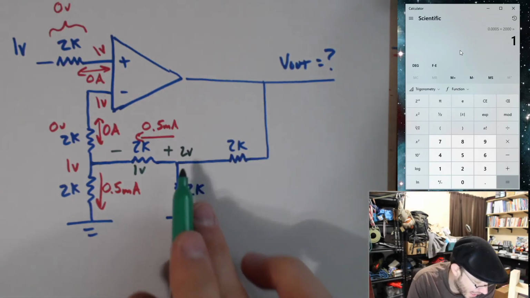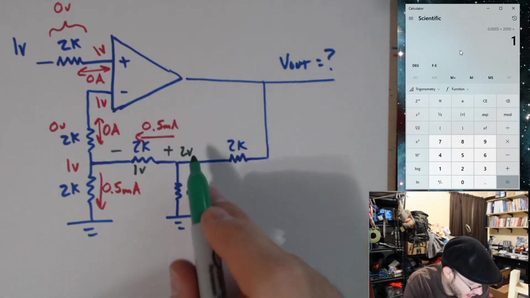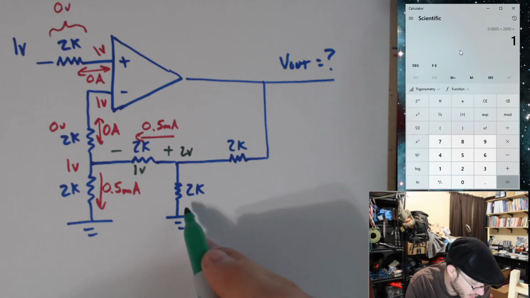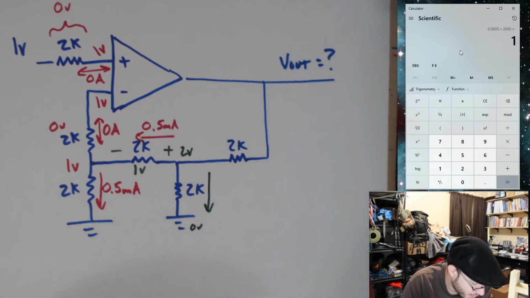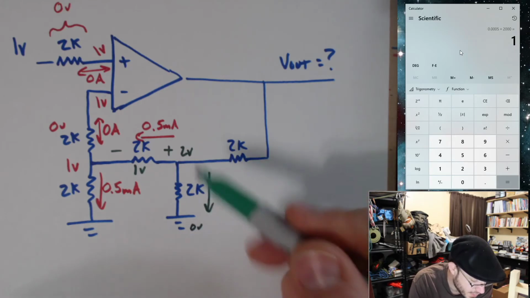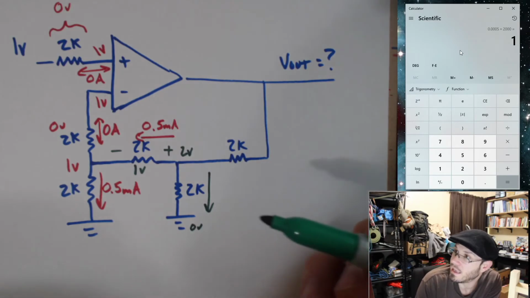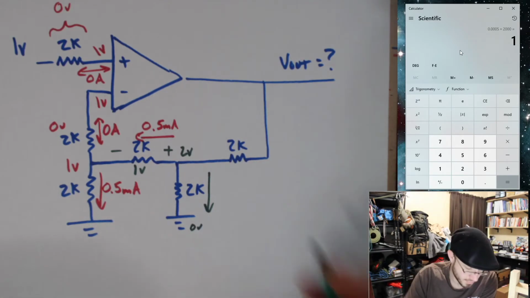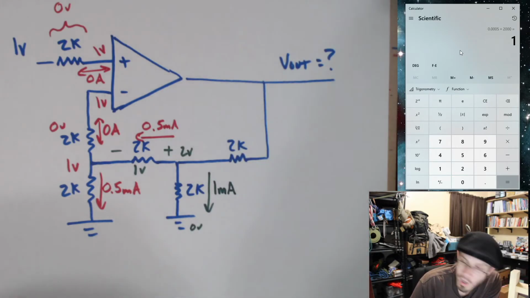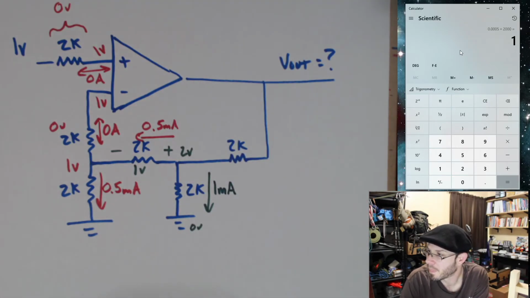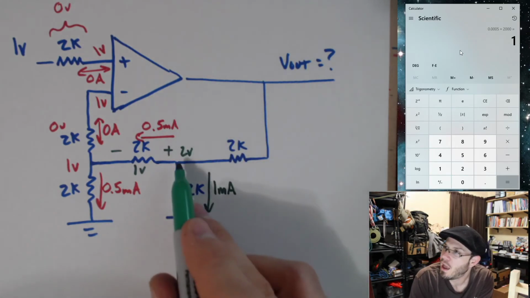Now over here, how did this become 2 volts? Well, let's work backwards. I have 2 volts here, so I have 0 volts over here. So my current's going down through there. I have 2 volts across the 2K. So 2 volts divided by 2K gives me how much current? 1 milliamp. Okay, now I can go ahead and follow this back even further.